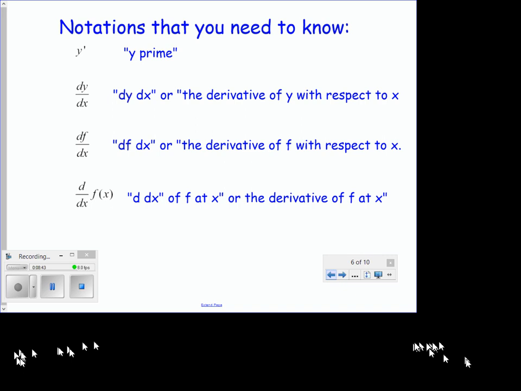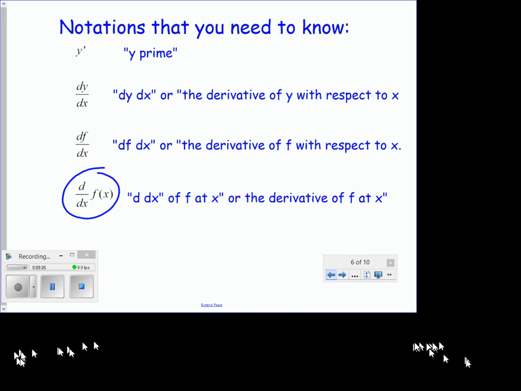On the third one down, you would say df dx, or the derivative of f with respect to x. And finally, we say d dx of f of x, or you can just say the derivative of f at x. Now, every one of these on the first three, along with f prime of x, has to be written before you write the derivative. However, in the last one, if they write it like this one, and the function is given, you can just put an equal sign and then give me the answer. So that's a different way of writing it.